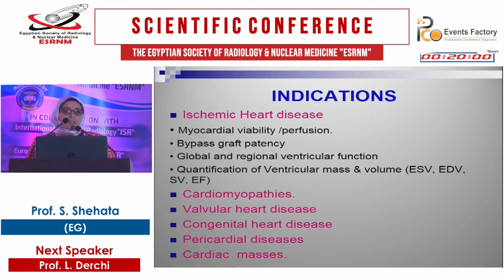Indications of cardiac MRI include ischemic heart disease. It assesses myocardial viability as well as myocardial perfusion, bypass graft patency, and global and regional ventricular function. It also quantifies the ventricular mass and volume, systolic volume, diastolic volume, stroke volume, and ejection fraction. Second, cardiomyopathies, valvular heart disease, congenital heart disease, pericardial diseases, and cardiac masses as well as aortic diseases.